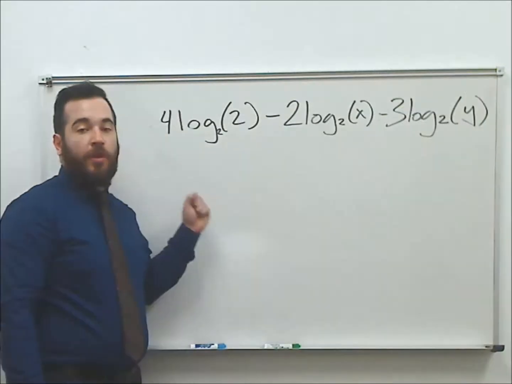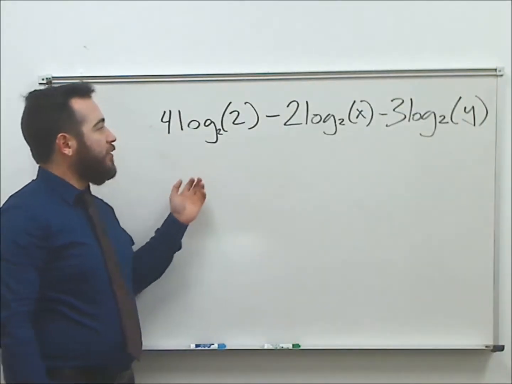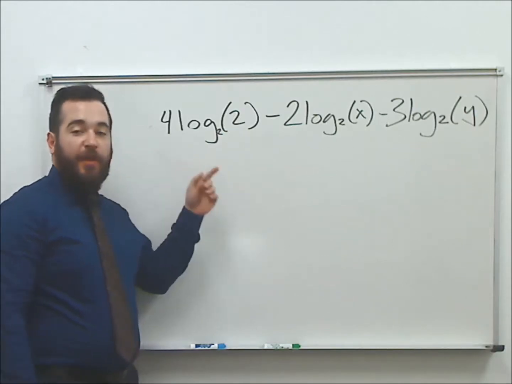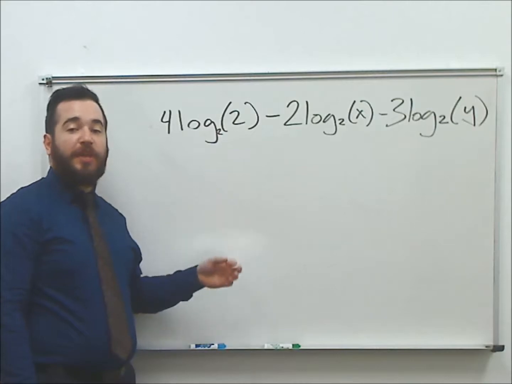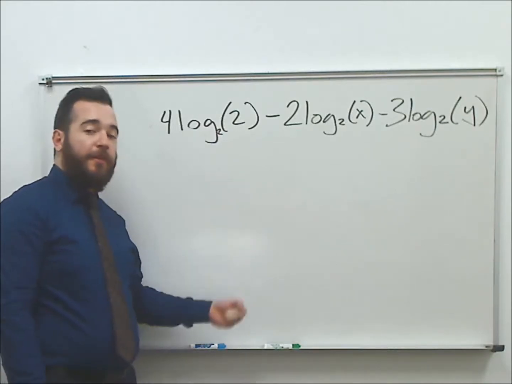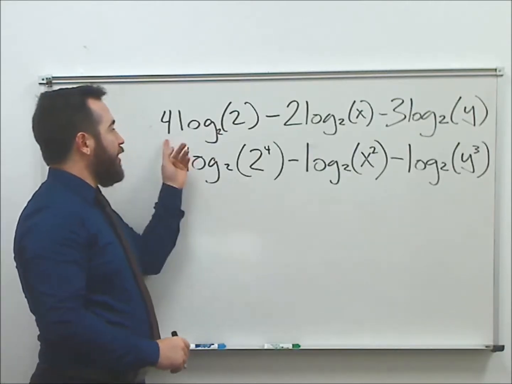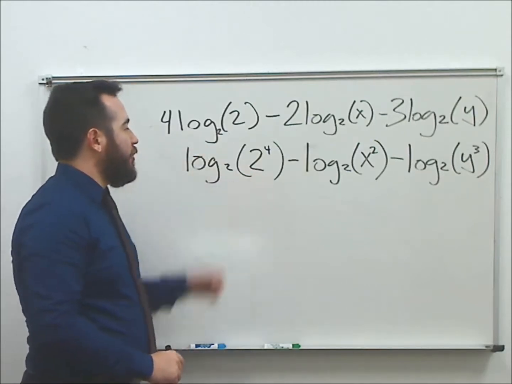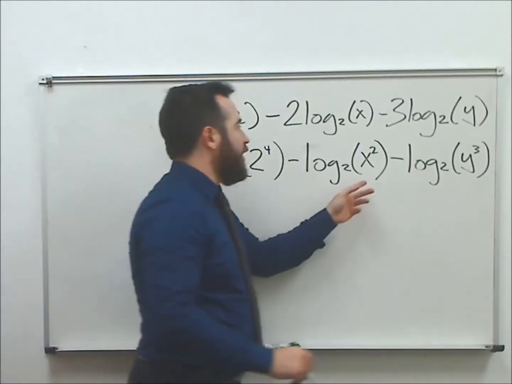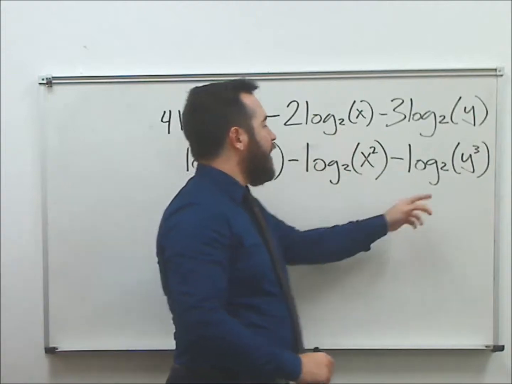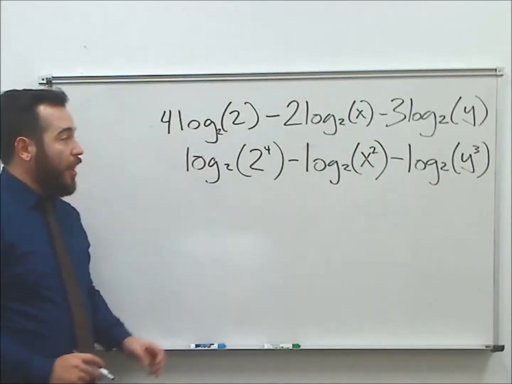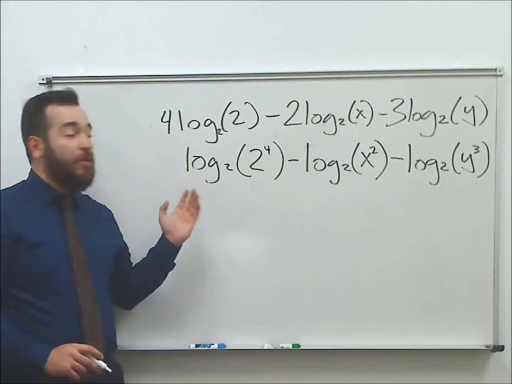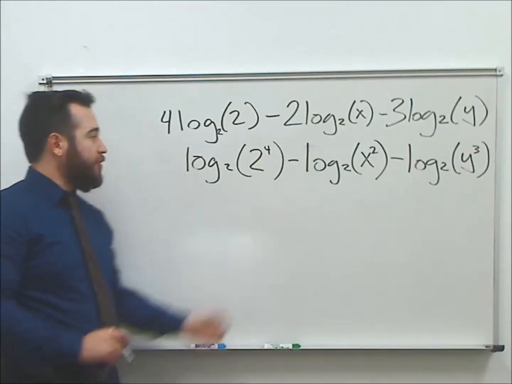Let's try another. Here we go. So again, we're going to start with the numbers out in front and use our exponent rule to change them so that then we can use our multiplication and division rules. So let's do that. There we go. All right, so we brought the 4 up. So we have log base 2 of 2 to the 4th, log base 2 of x squared, and then log base 2 of y cubed. All right, next we can start to use our division rule for these first two.